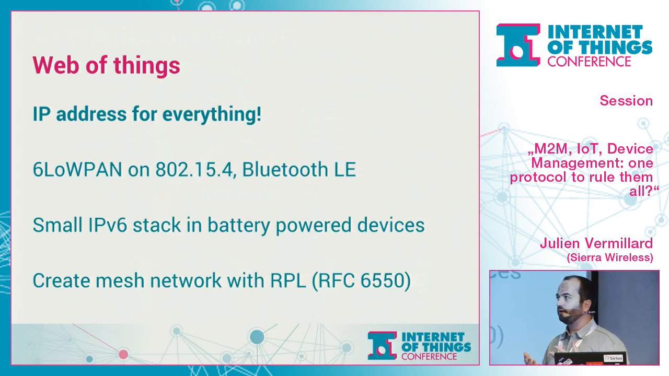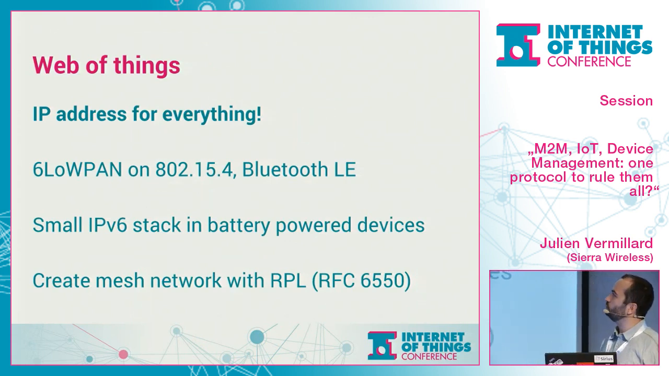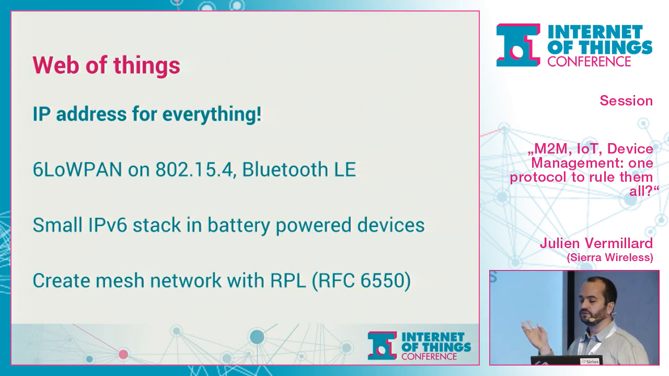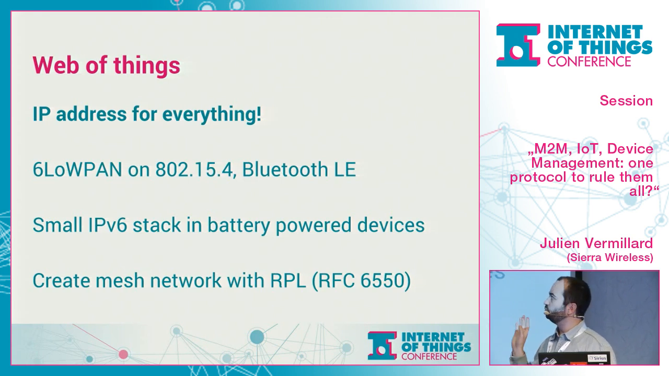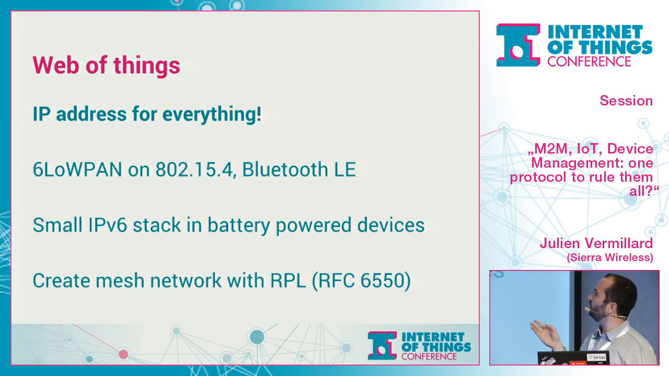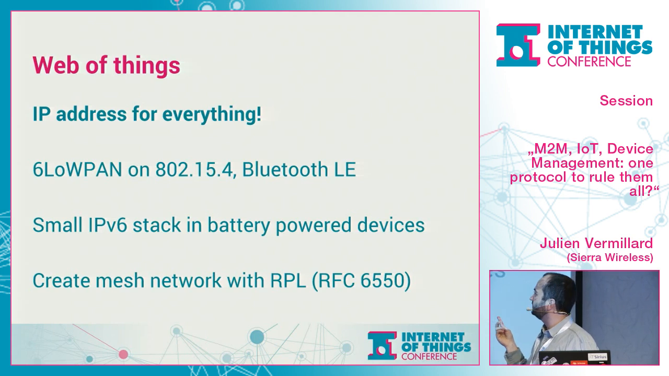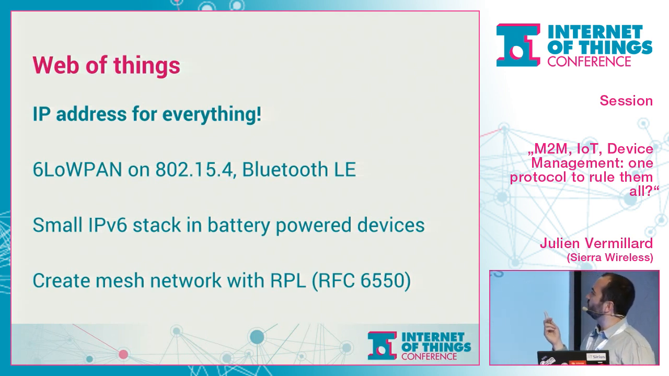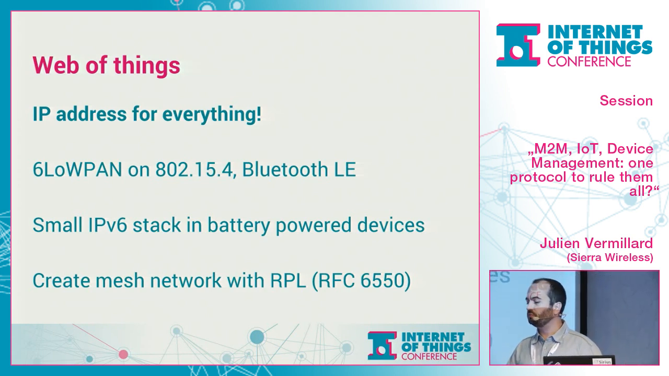So now, some people started to coin this idea we call Web of Things. The Web of Things idea is really simple. It's first try to provide an IP address for everything, for every object. So they started to develop a bunch of technology like 6LoWPAN on the radio of the Zigbee stack, and also using Bluetooth Low Energy for having IP networks. So they build a very small IPv6 stack for a battery-powered device.